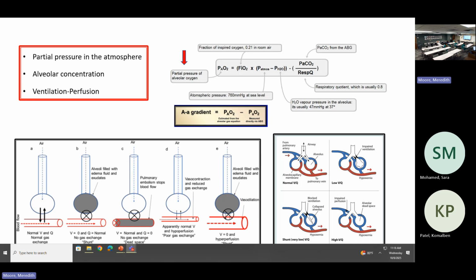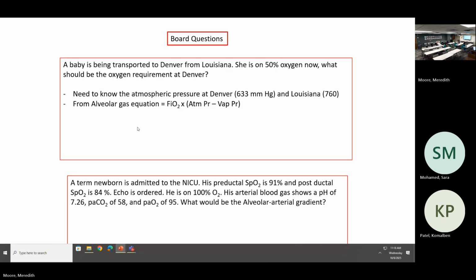So anyway, this is what I talked about. These are the two board questions. Fortunately, I haven't heard in the last 5 years that they're asking these questions, but when we were preparing for the boards, these were very, very popular questions. They give you a case that you are sending a baby from Chicago to Boston, and Boston has a higher altitude. What oxygen will you be sending the baby on?